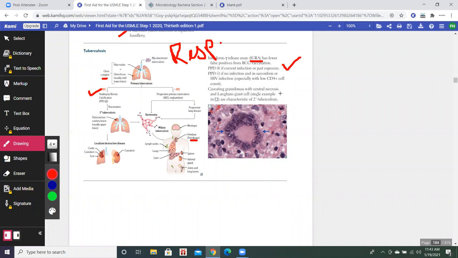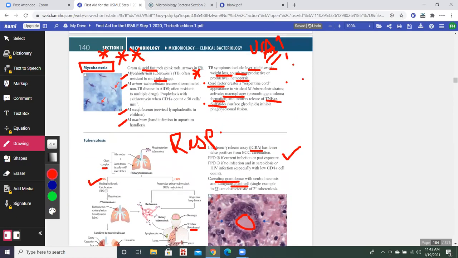Caseating granulomas with central necrosis and Langhans giant cells are characteristic of secondary tuberculosis. Okay, that's that. The granulomas are basically caseating granulomas. As you can see over here, there's a central necrosis surrounded by a layer of epithelioid cells, that is giant macrophages. So this is the granuloma they're talking about. That is Mycobacterium tuberculosis. Then we also have Mycobacterium avium intracellulare, which causes disseminated non-tuberculous disease.